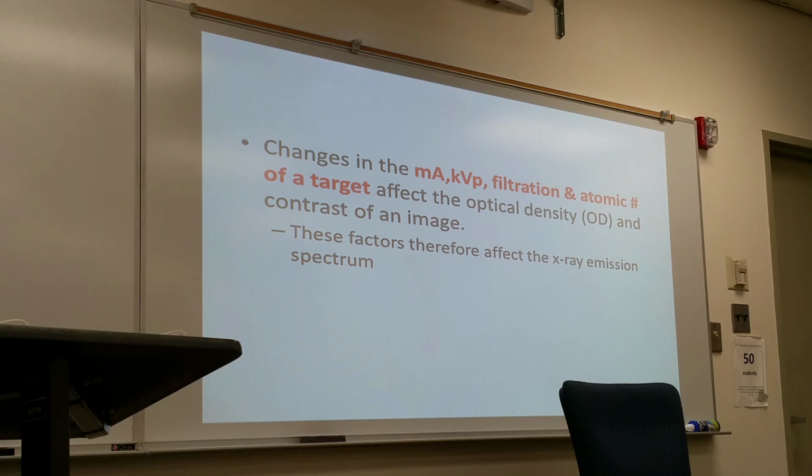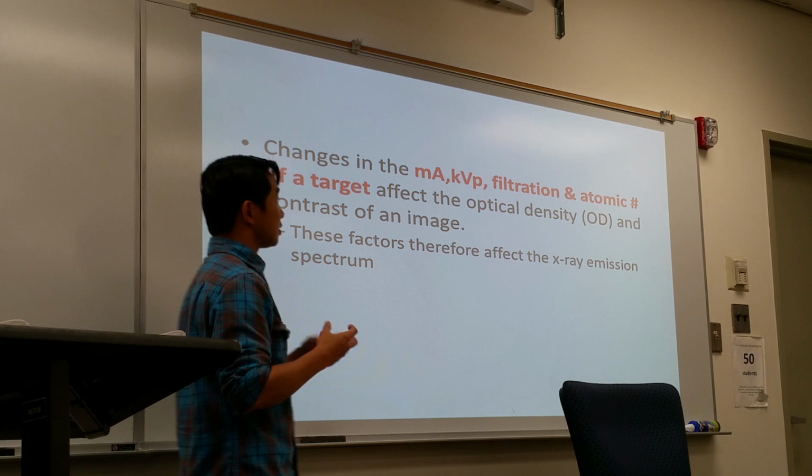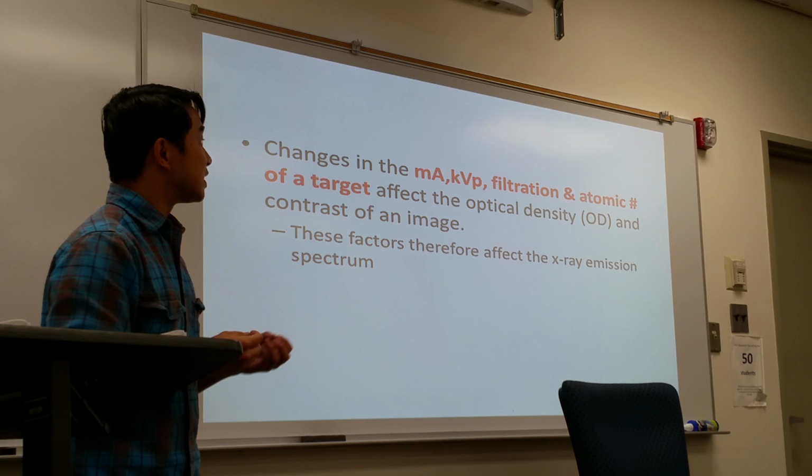The X-ray emission spectrum graph can change based on different technique selection or based on how the tube is made. Changes in mA, kV, filtration, and atomic number of the target disk will affect the optical density of the radiograph as well as the contrast of the radiograph. These changes affect the X-ray emission spectrum as well, how the graph looks.